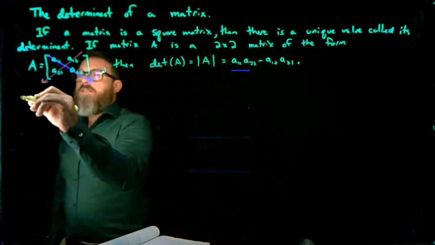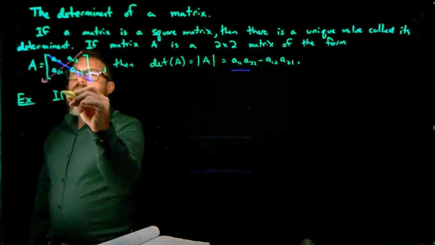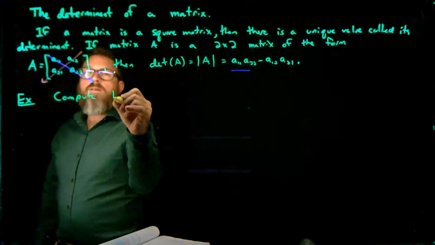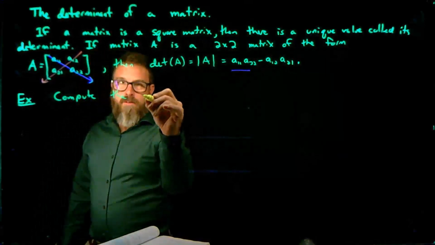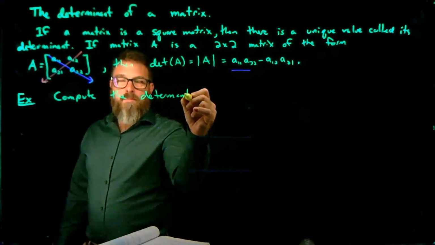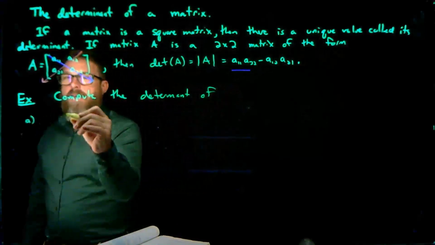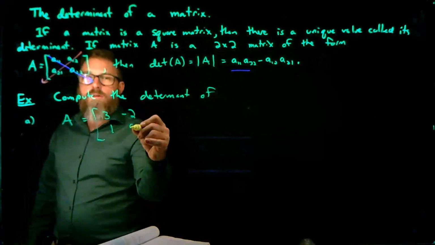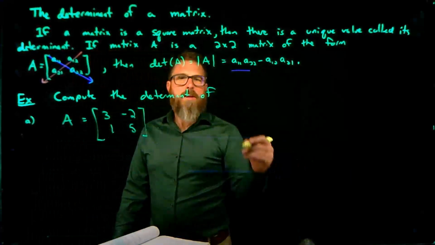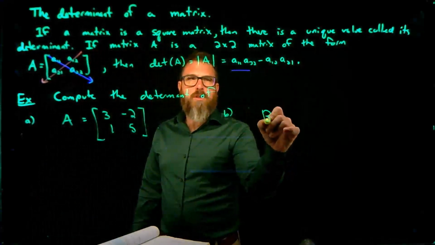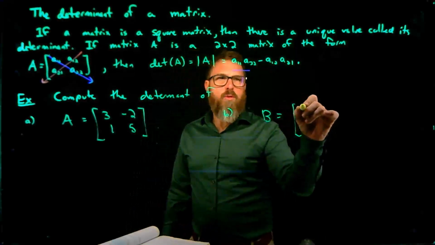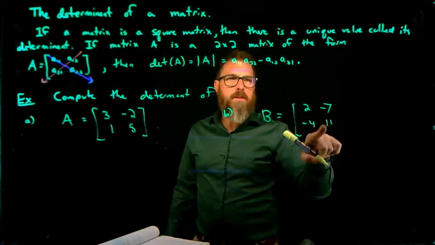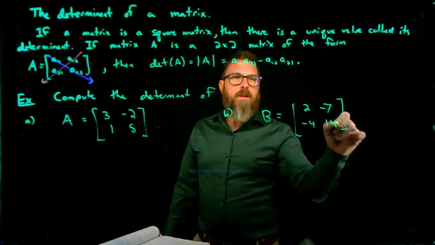So an example of this, let's say compute the determinant. Say A, the first one is going to be 3, minus 2, 1, 5. And let's do maybe another one. Let's call this matrix B, which is going to be equal to 2, 7, minus 4, minus 14. Let's go minus 7, make this positive 14.